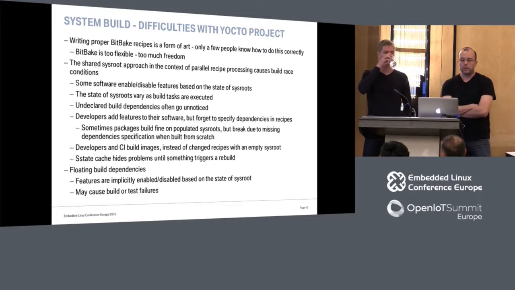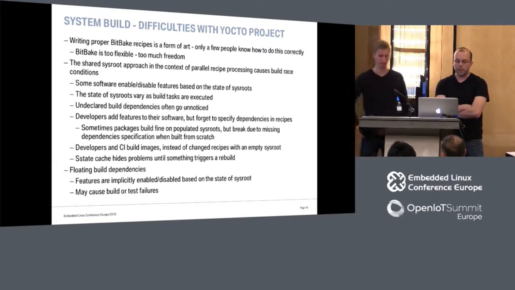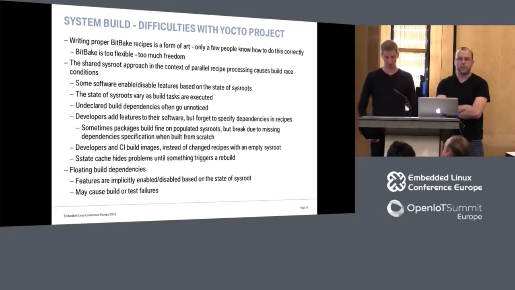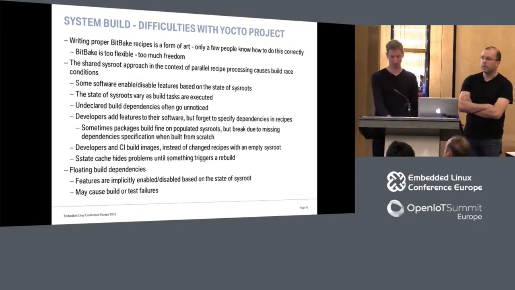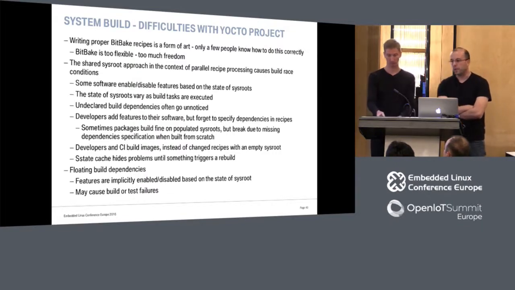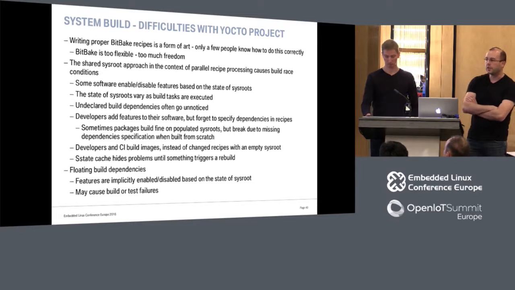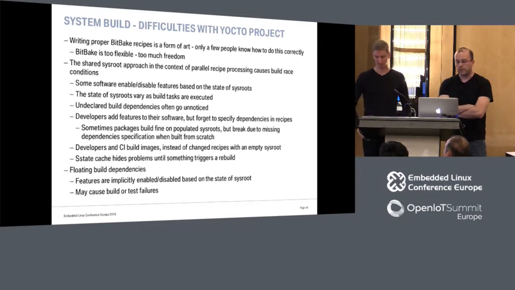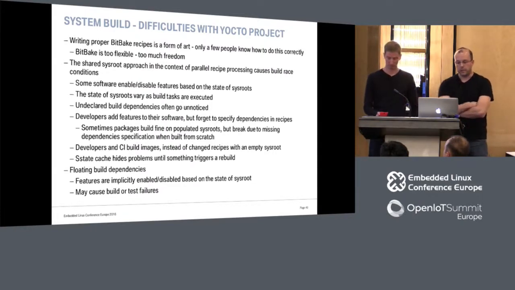Another major issue that we have is the shared sysroot approach used by BitBake, which can lead to many race conditions and issues with dependencies that may sometimes be available in the sysroot and sometimes not, depending on the parallelization of the tasks. So that leads to random build failures when the dependencies are not properly specified. We have many problems with this.